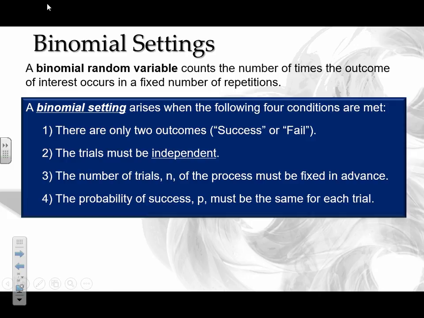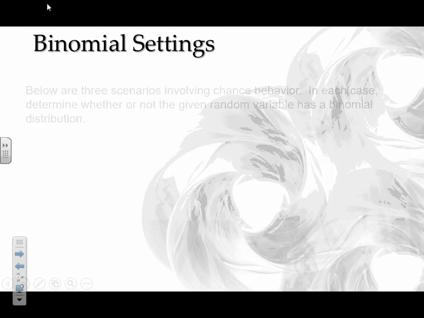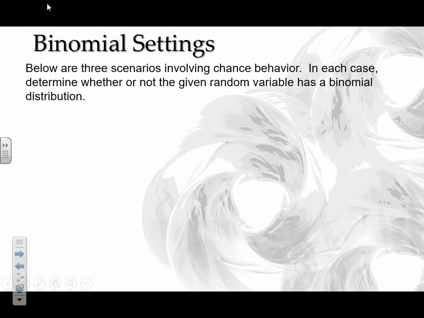So again, in order to be a binomial setting, all four conditions need to be met. For it not to be binomial, only one has to fail. So when you're doing these types of problems, you either need to show that all four are met, or you need to show which one fails, which one it doesn't follow to make it a non-binomial setting. So we're going to look at three settings here and determine if they're binomial or not.